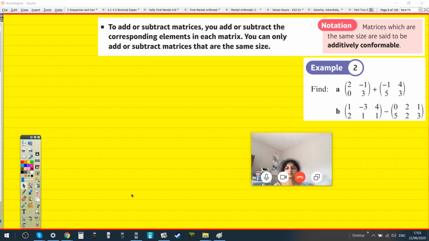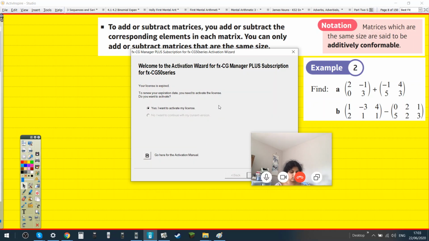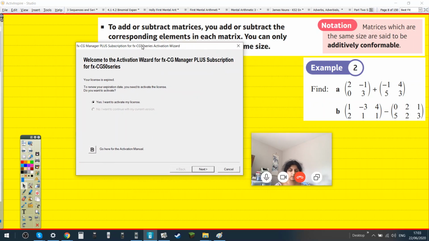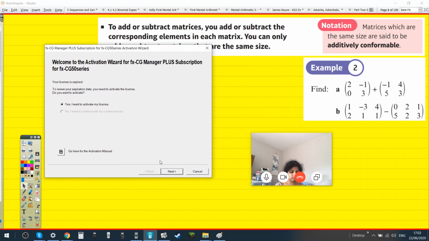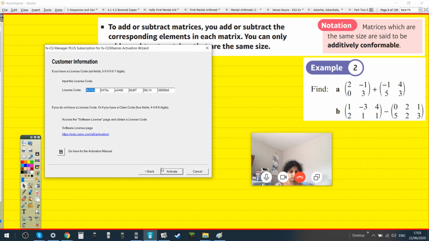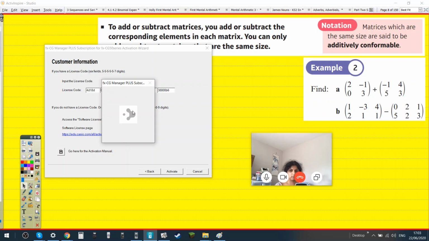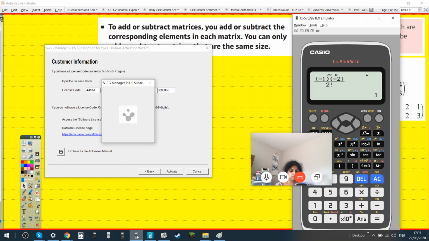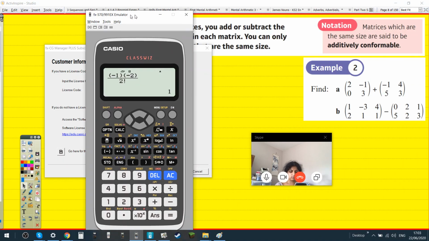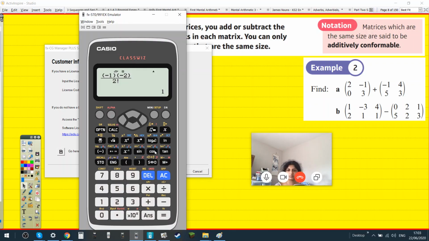You're using graphical, is it? Yeah, there is a button that says matrices, but I don't know how to use it. I have to renew my license for this thing. That won't work. I'll try anyway. All right, I'll use the simple one. Oh, I think I did it.